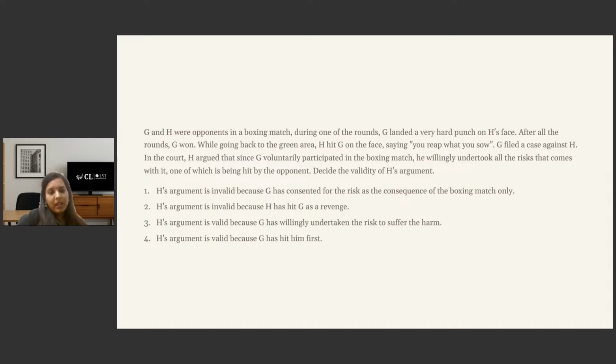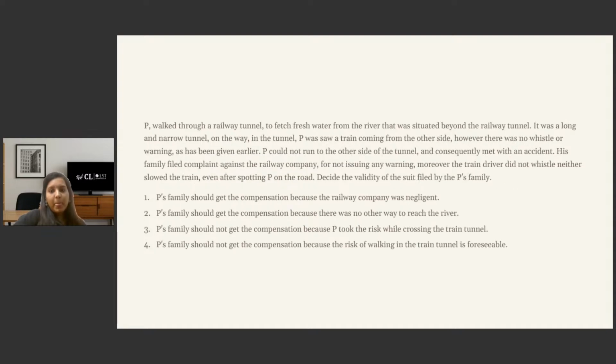The answer is going to be A. H's argument is invalid because G has consented to the risk, right? So the basic concept of volenti non fit injuria lies here, and yes, H's argument is going to be invalid.